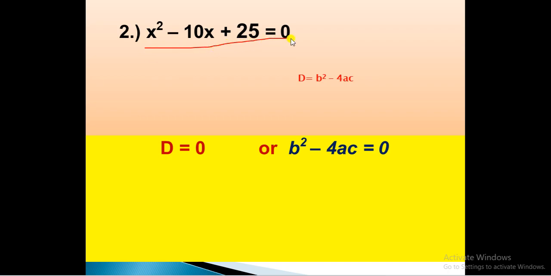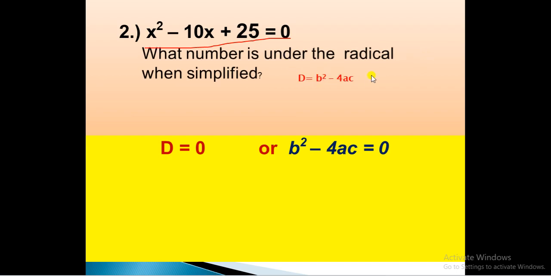x square minus 10x plus 25 equals 0. So what is the number under radical? We will find out the value of D using the same. D is equal to b square minus 4ac. Just compare now. b value is what? Minus 10. c value is what? 25. And the value of a is 1, the coefficient of x square.